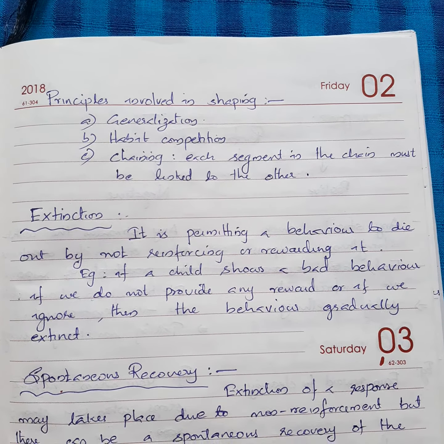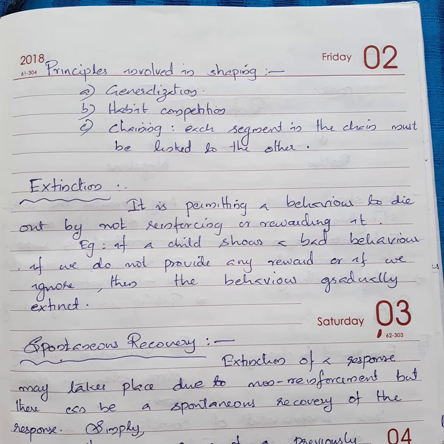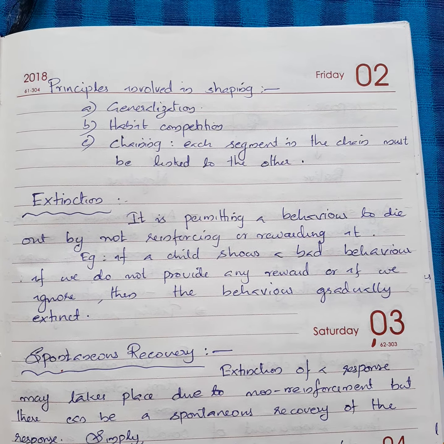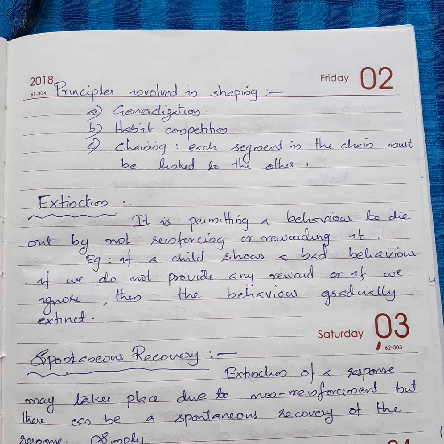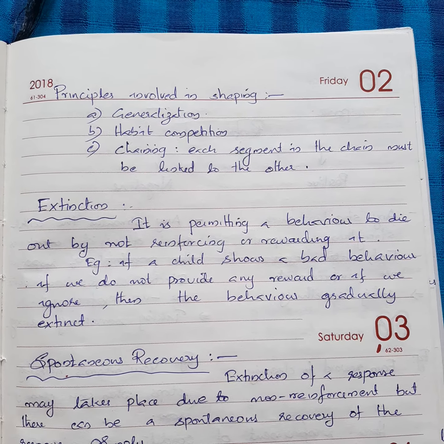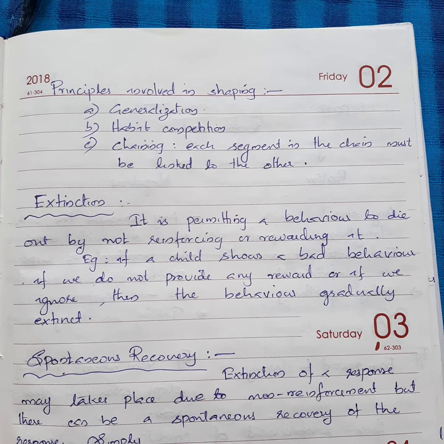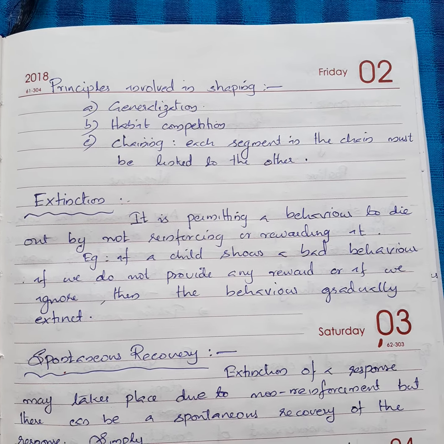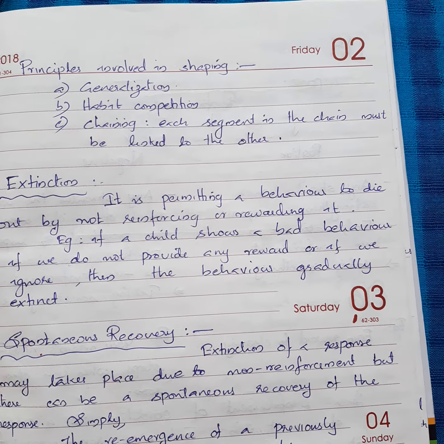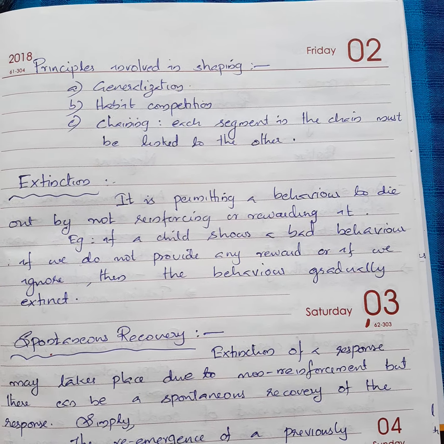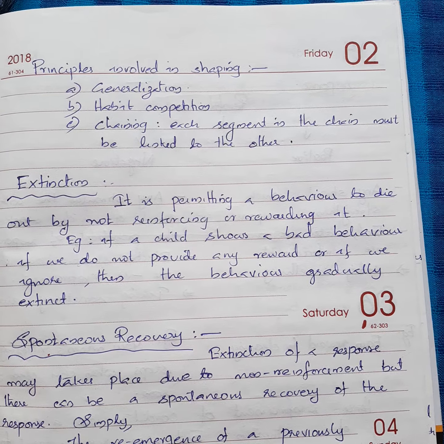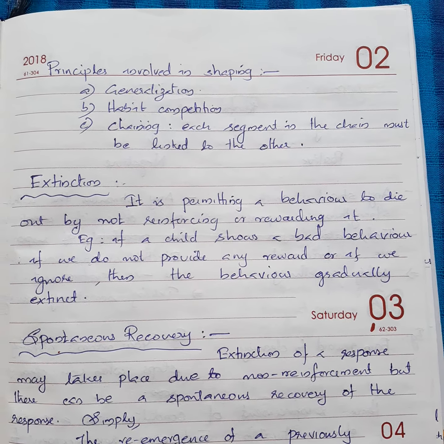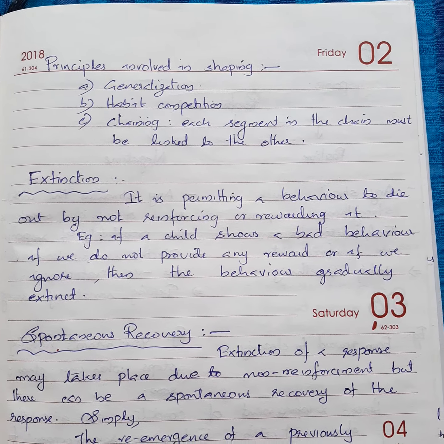The second operation involved in operant conditioning is extinction. Extinction is permitting a behavior to die out by not reinforcing or rewarding it. Extinction is also known as the external approach to motivation.